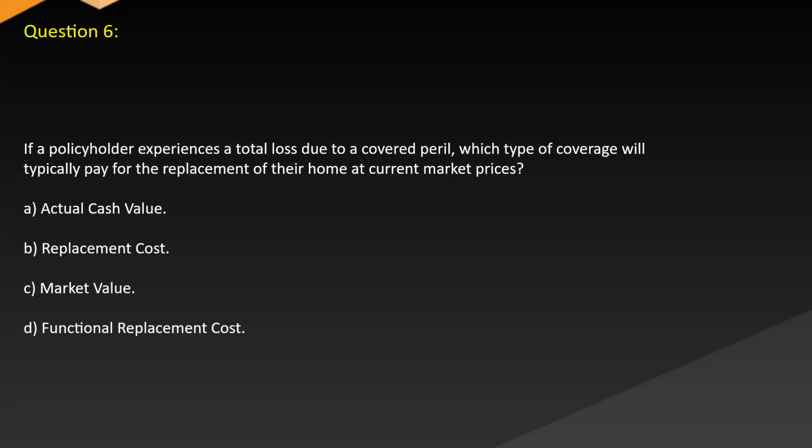Question 6. If a policyholder experiences a total loss due to a covered peril, which type of coverage will typically pay for the replacement of their home at current market prices? A. Actual cash value. B. Replacement cost. C. Market value. D. Functional replacement cost.